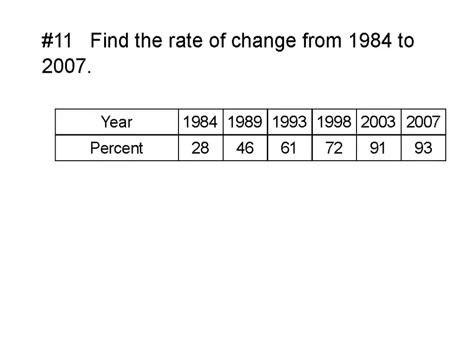Number 11, they're going to ask you to find the rate of change between 2 certain years. So here's one that's very much like your test one. Okay. Remember, this is always your x and this is always your y. Remember, your rate of change is the change in y over the change in x. So let's figure out what it's changing between 1984 to 2007.